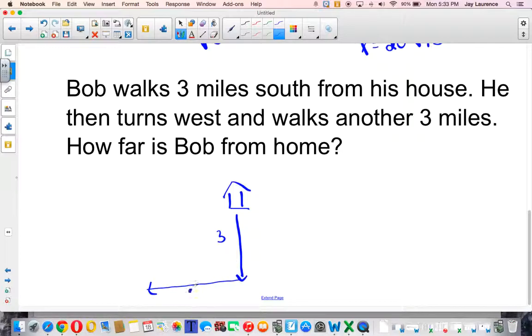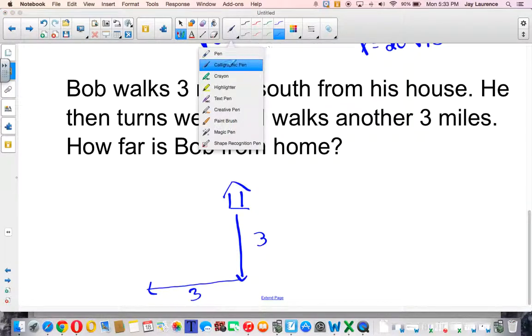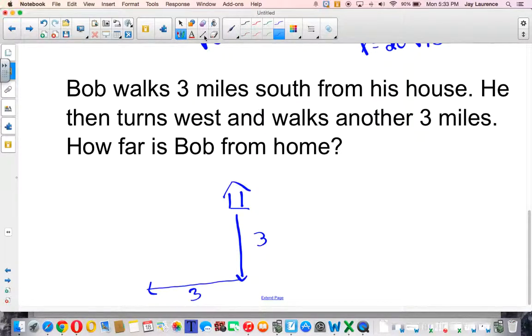Now, many of you are tempted to try to tell me that he's 6 miles from home, and that's absolutely incorrect, because you have to use the Pythagorean theorem. We're asking for the shortest distance to his house, and the shortest distance would be in a straight line. Right? So we would go like this. So look at that. I made a right triangle. It's a Pythagorean theorem problem again. Put my right angle in, x.